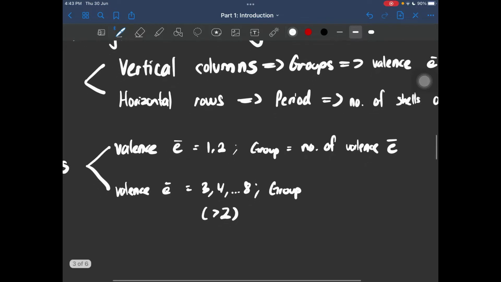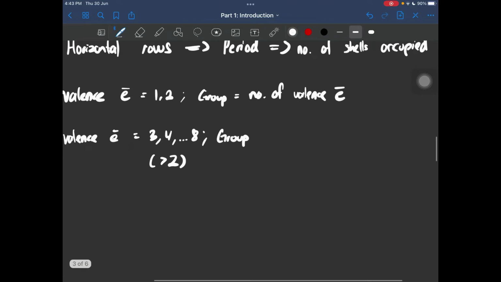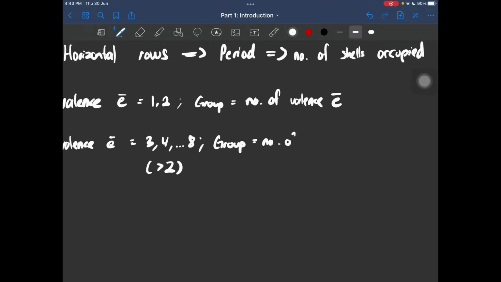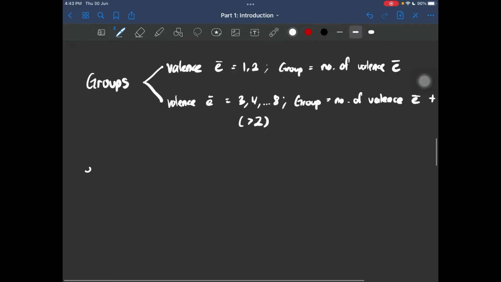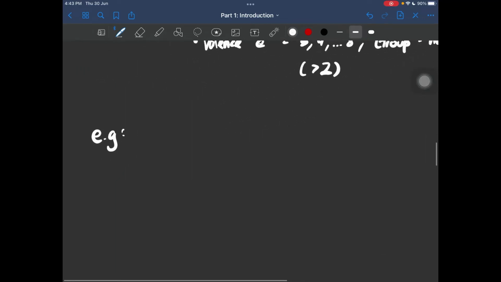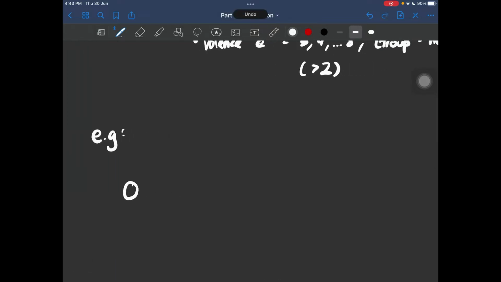So for these elements that have more than 2 valence electrons, the group is actually equal to the number of valence electrons added with 10. Added with 10, that's right. So for example, let's say we have oxygen.